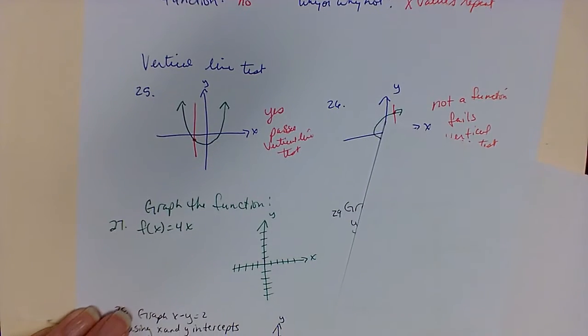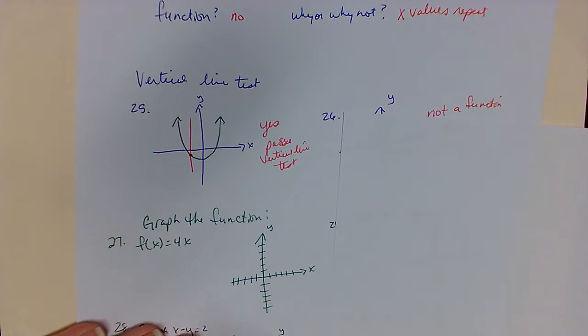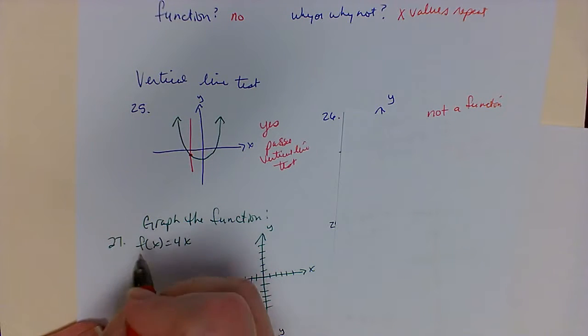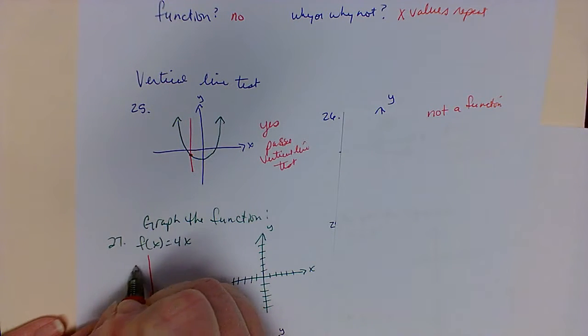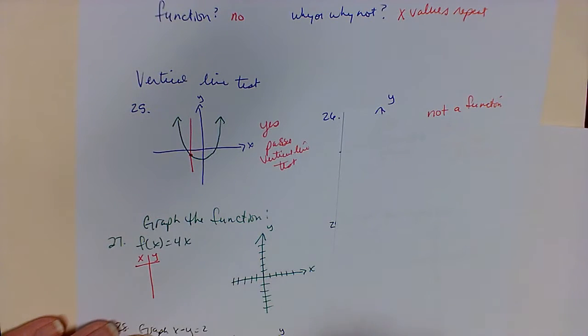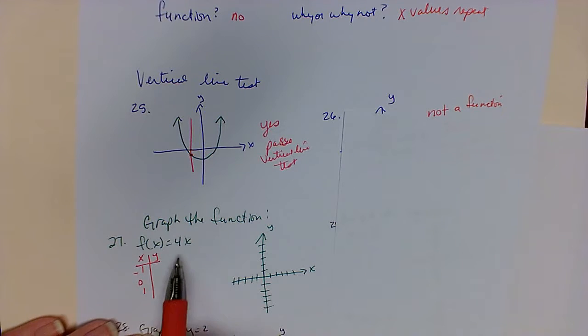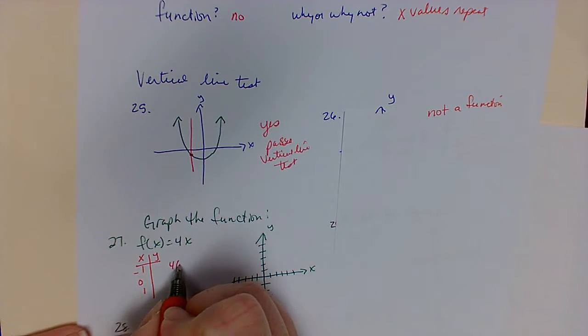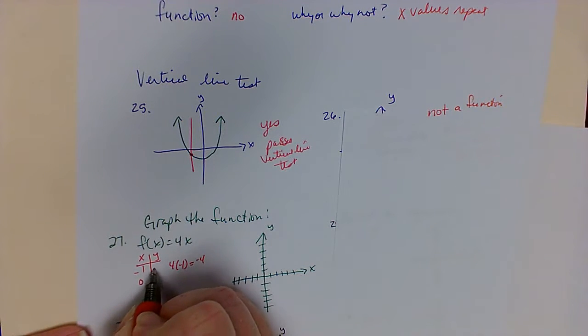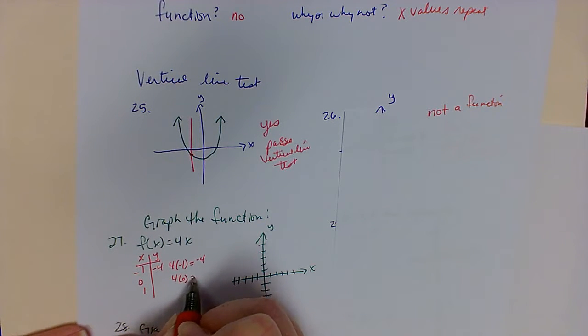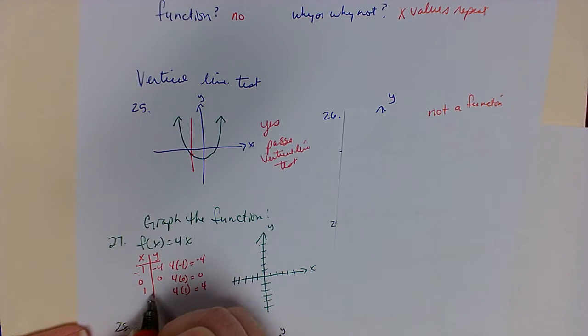The next graph that we're looking at is graphing the function of f of x equals 4x. So in this case, what I want to do is I want to make a t-chart, and I'm going to pick some values for x. Now normally in class, I'm going to pick -2, 0, and 2, but in this case, I'm going to pick -1, 0, and 1 just because with a multiplying, I'll end up off my graph. So 4 times -1 will get me -4. 4 times 0 will get me 0. And 4 times 1 will get me +4.